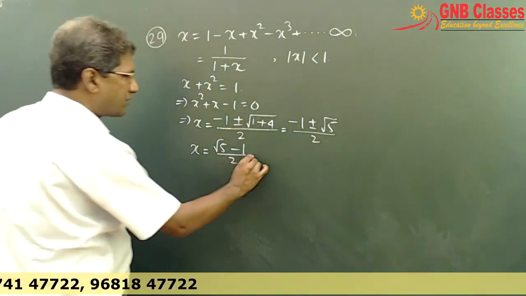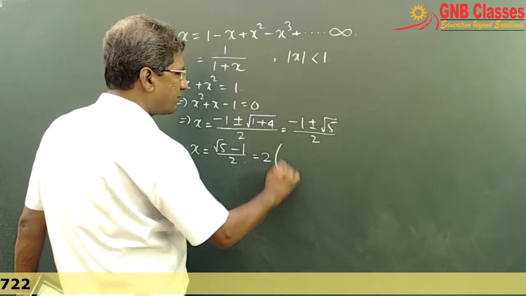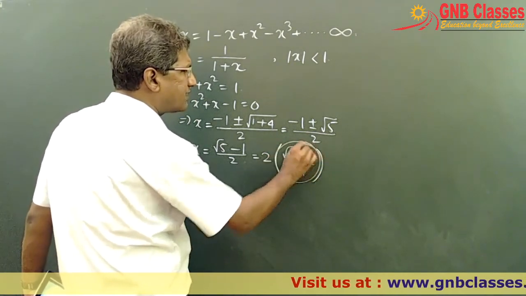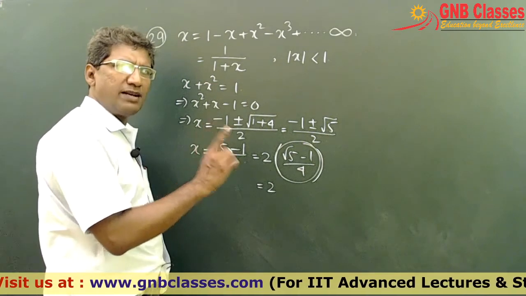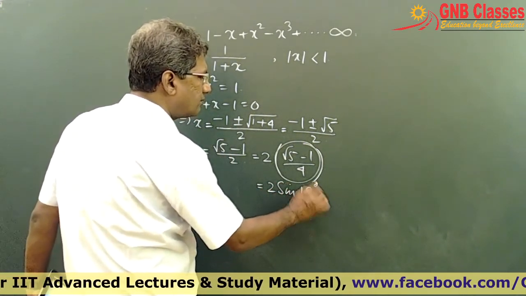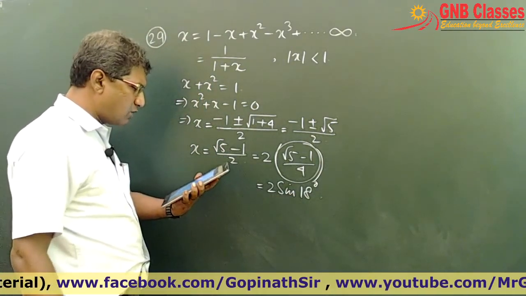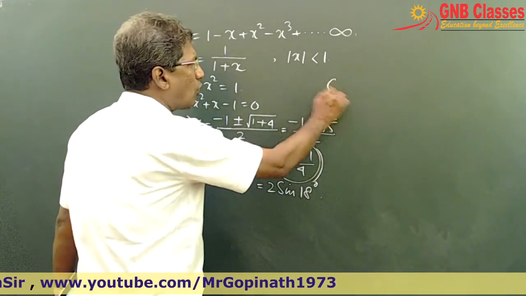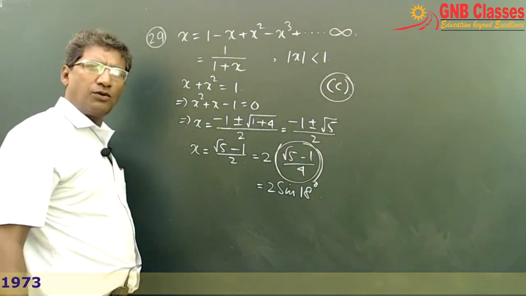Therefore, root 5 minus 1 by 2 can be written as 2 times root 5 minus 1 by 4, and the value of this is nothing but sine 18 degree. Sine 18 degree is root 5 minus 1 divided by 4, so it is 2 sine 18 degrees. Therefore, x is 2 sine 18 degree. That gives you option C. C is the correct option for question number 29. Is it clear to all of you?